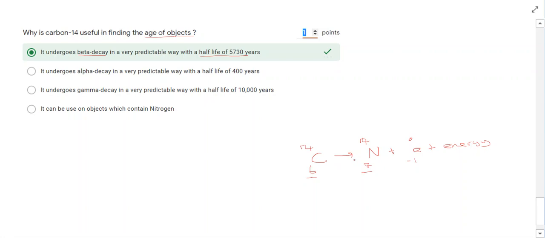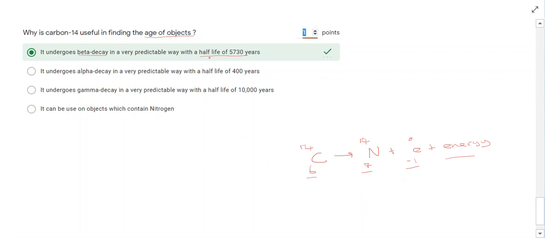So therefore carbon decays into nitrogen. Mass stays the same. Now the excess energy from that change from the neutron into the proton is emitted in the form of a high energy electron, and there's energy given off as well. And this is what's known as beta decay.